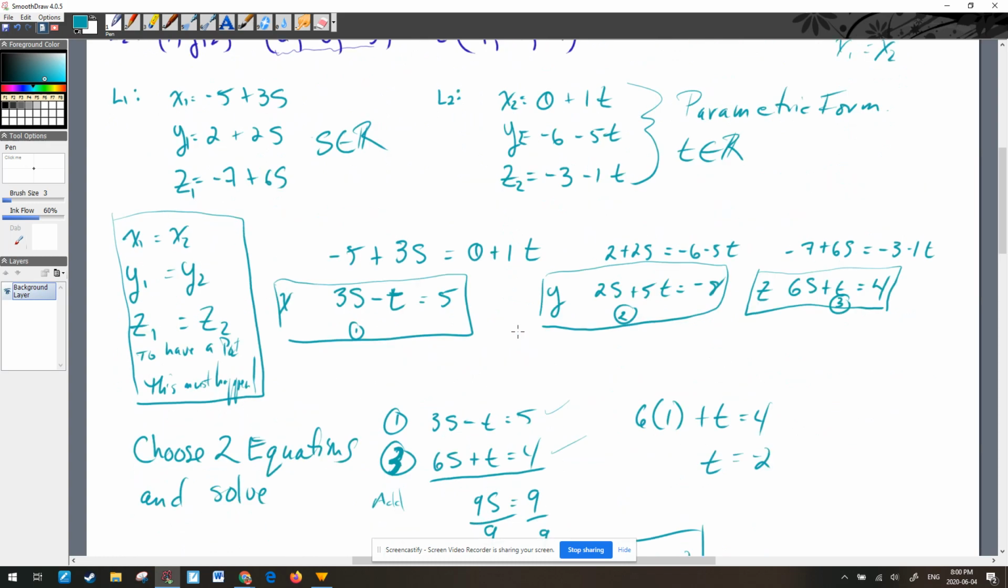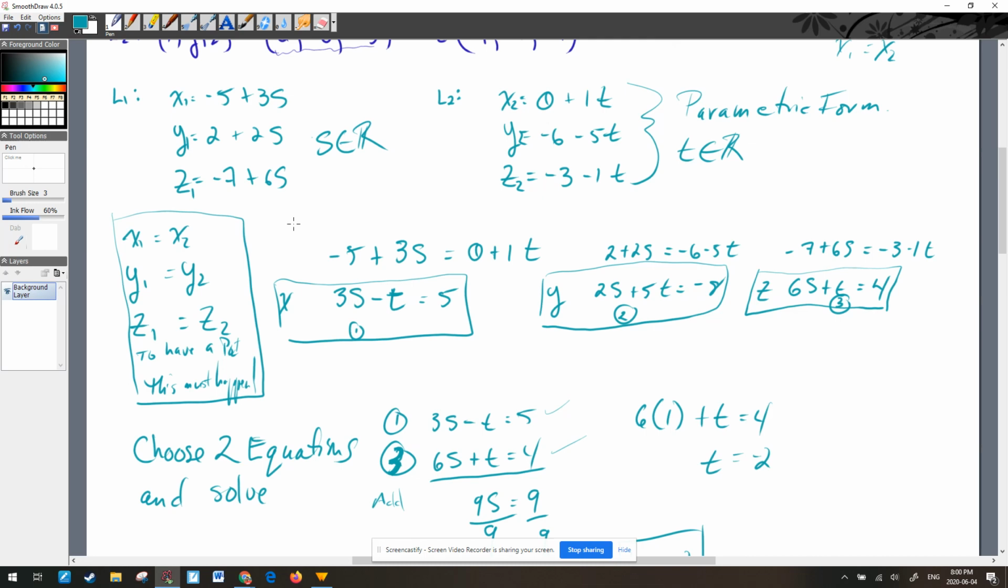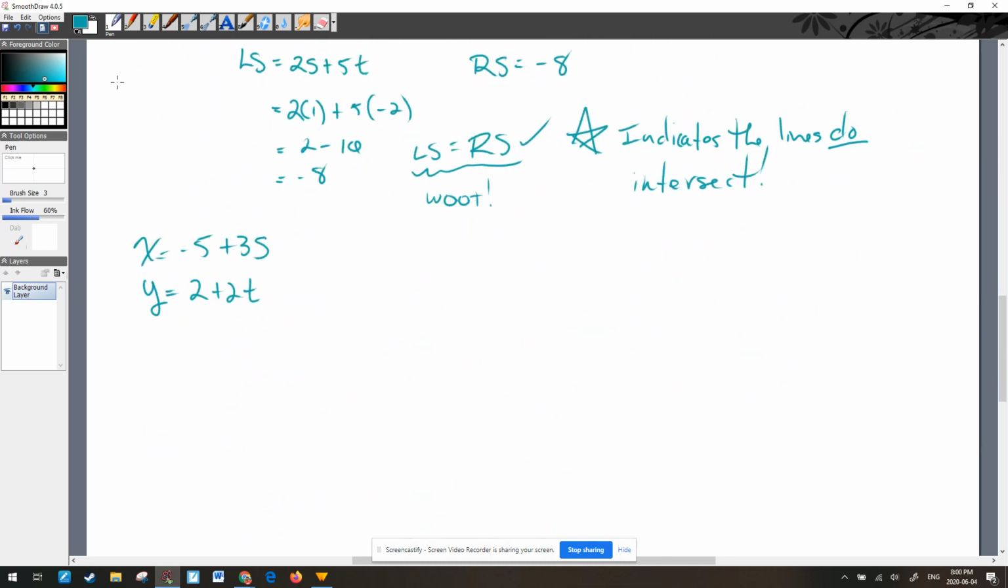I wish I was able to cut and paste that. So we got x equals negative 5 plus 3s. I should have done this in Smart Notebook. x equals negative 5 plus 3s. And then we're going to have that y equals, I believe it was, 2 plus 2s. Dang it, I'm a bonehead. Let's clean that up again. 2s. And then z is equal to negative 7 plus 6s.